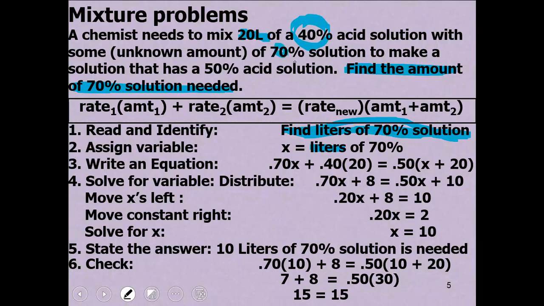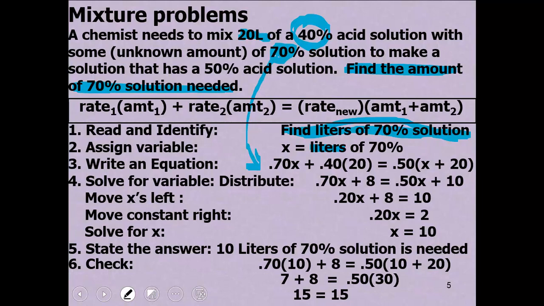So I have, here's the 70%. And I wrote it down here as 0.70 because I wrote it as a decimal, all right? 0.70 times X, because that's what I'm looking for, all right? Plus 0.40 times 20. Why times 20? Because he has 20 liters of this 40% solution, all right? And that has to equal the new rate times the sum of these two, the amounts of these two solutions, all right? X is what we don't know. We know that we have 20 liters of the 40% solution.